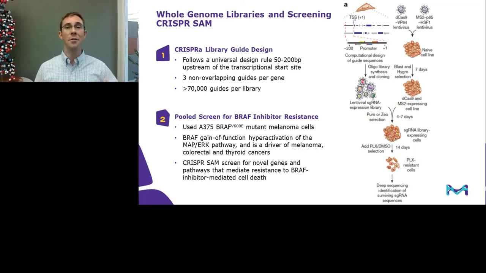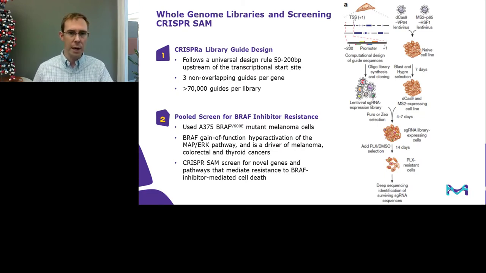The library was validated using a whole genome screen for BRAF inhibitor resistance in A375 cells. BRAF is the most potent activator of the MAP kinase pathway, and this pathway is mutated in an estimated 30% of all cancers, with mutations in BRAF specifically found in approximately 7% of all cancers. And nearly all of the observed mutations in BRAF are the same as the one harbored by these A375 BRAF mutant melanoma cells, resulting in constitutive activation of the pathway.